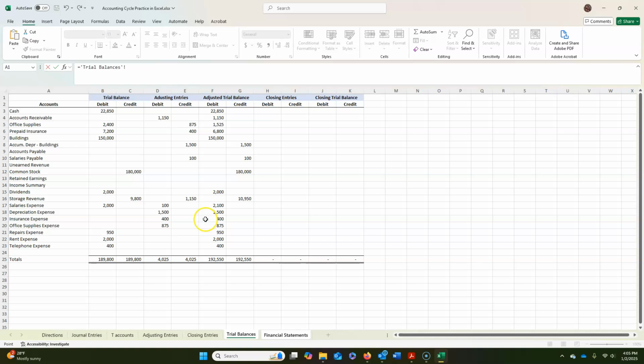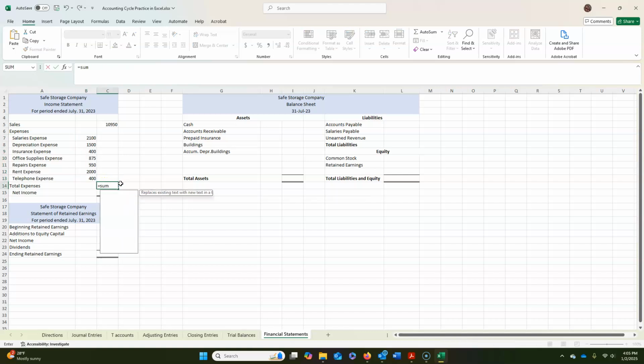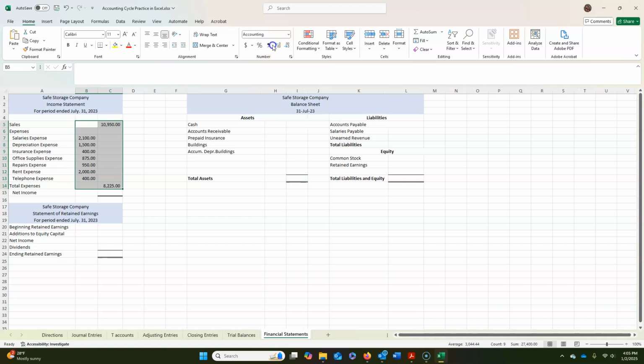Okay, so we're going to take this salaries expense, and then I'm again going to copy that down, and it's going to bring all the expenses over. Okay, we're going to add those together to get our total expenses. And then I'm going to format that as a number to get the commas. And then we have sales minus total expenses equals net income.